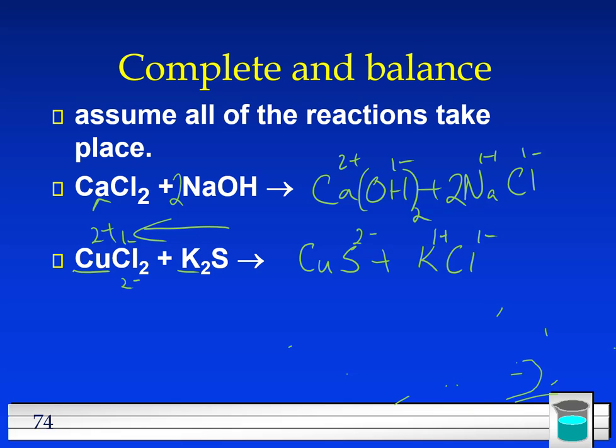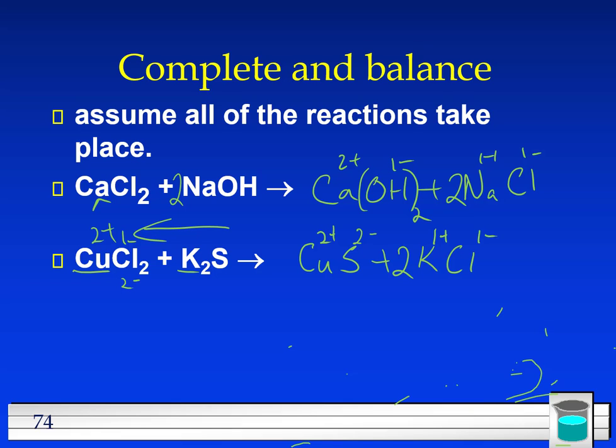Right? So it was 2 plus on one side, it's 2 plus on the other side. Now those add up to 0, so CuCl2 is the right formula. So I've done my second step, got the right formulas. Now I balance. 1 Cu, 1 Cu, 2 Cl, so I have to put a 2 in front of KCl. That gives me 2 Ks, which I wanted anyway.